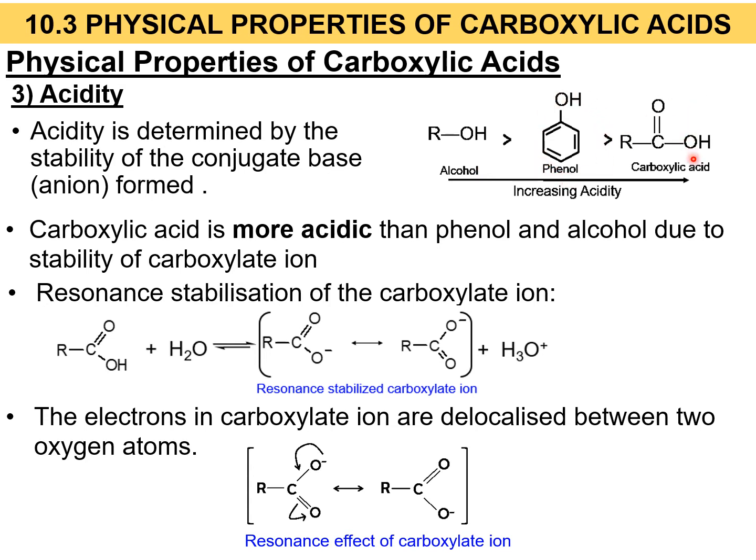Tapi when it comes to carboxylic acids, is actually carboxylic acids ni dia punya acidity dia paling tinggi compared to phenol dengan alcohol. Okay, disebabkan oleh dia boleh buat resonance stabilization of the carboxylate ion. Okay, kalau let's say dalam soalan tanya kenapa carboxylic acid ni dia punya acidity dia paling tinggi compared to phenol dengan alcohol, you boleh gunakan this point because dia boleh buat resonance stabilization of the carboxylate ion. Okay, macam mana buat tu? Macam ni lah lebih kurangnya.